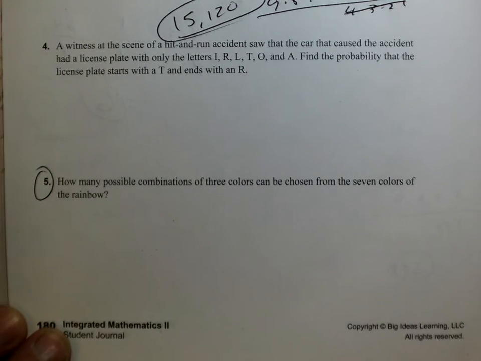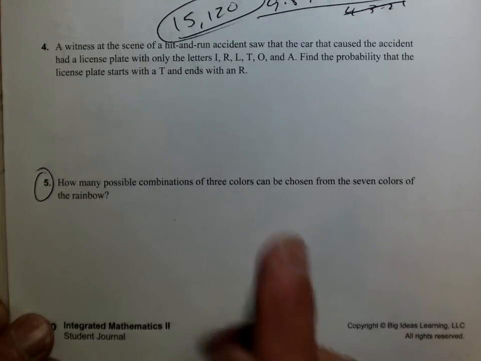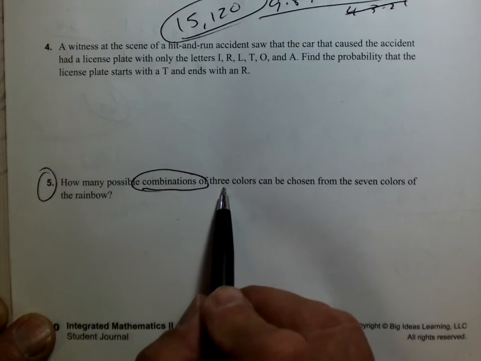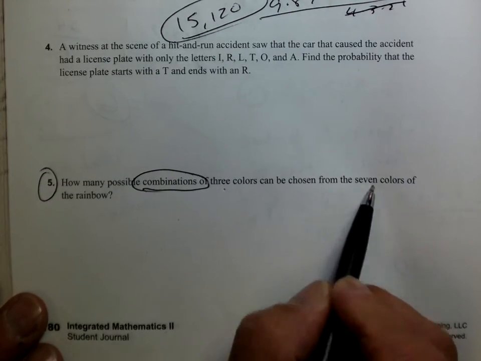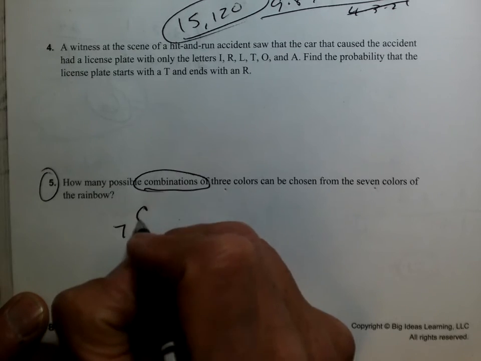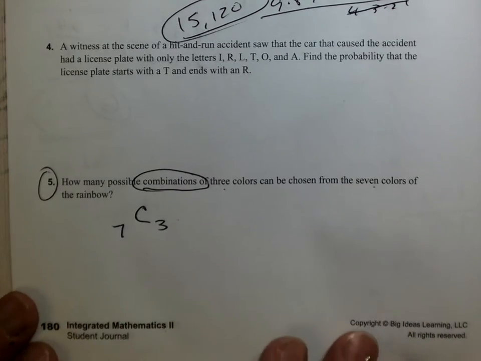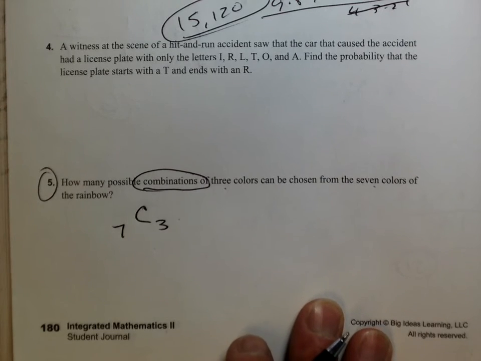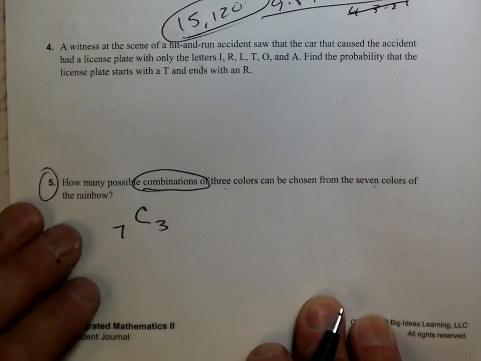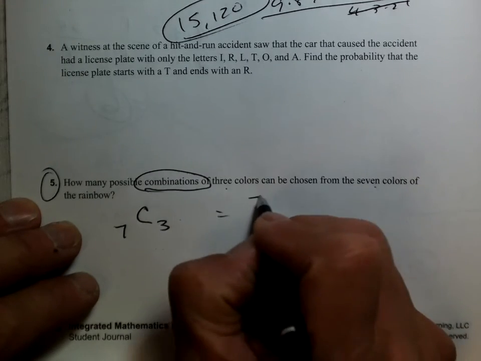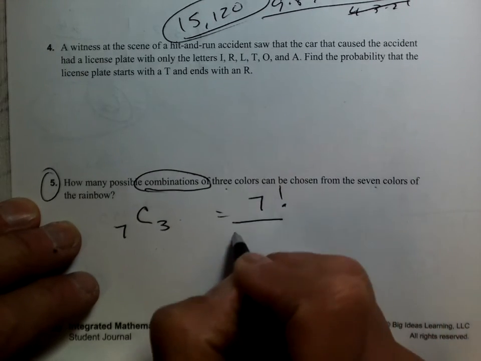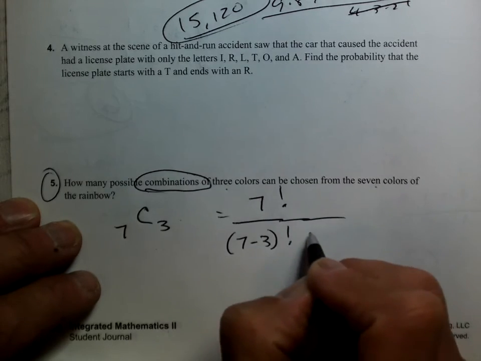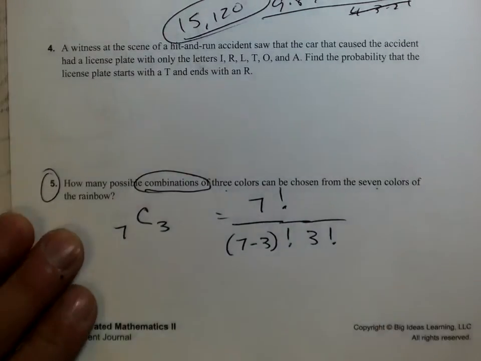So, number 5. How many possible combinations? If it's a combination, we've got 3 colors from 7. So we're going to go 7C3. It's a combination. Now, where's our formula? Our formula is going to be 7 factorial over 7 minus 3 factorial times 3 factorial. That's my formula.